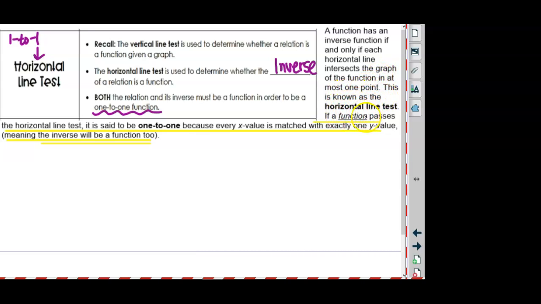This is known as the horizontal line test. If a function passes the horizontal line test, it is said to be one-to-one because every x value is matched with exactly one y value, meaning neither the x nor the y repeat, which makes the inverse a function also.